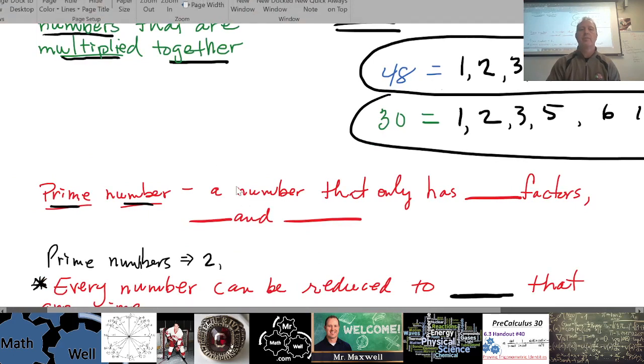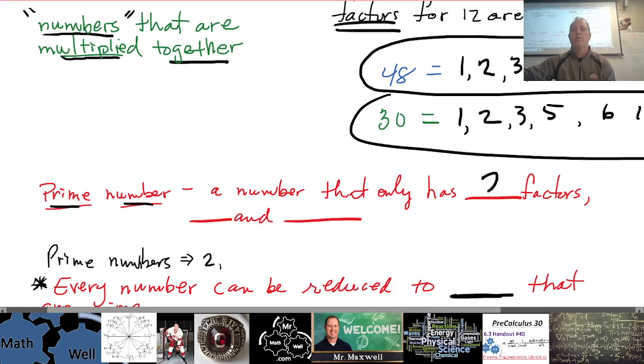Anybody? Yeah? What's a prime number? A number that, let's fill in these blanks. A number that only has 2. Yes, 2 factors, that's correct. So it only has 2 factors, and those are 1 and itself. 1 and itself. Very good.